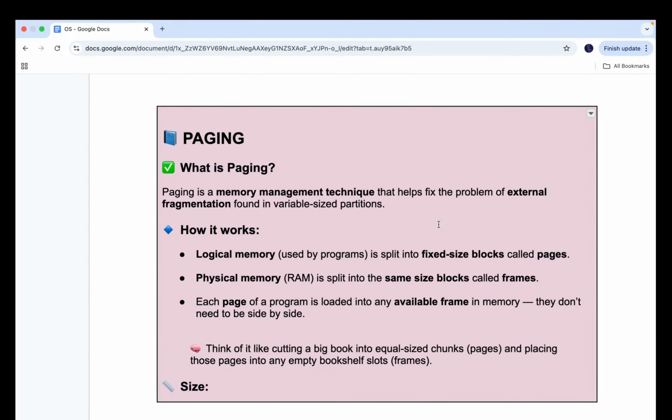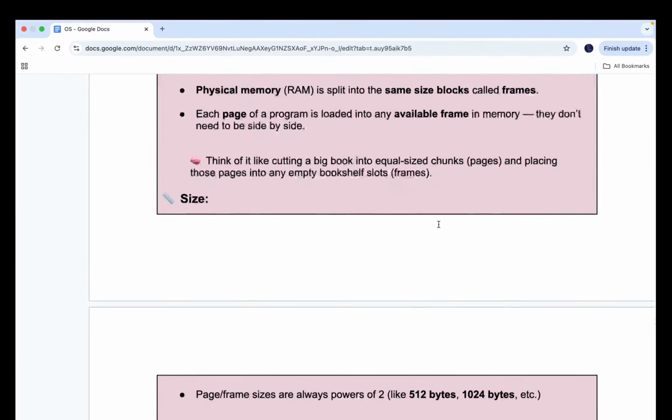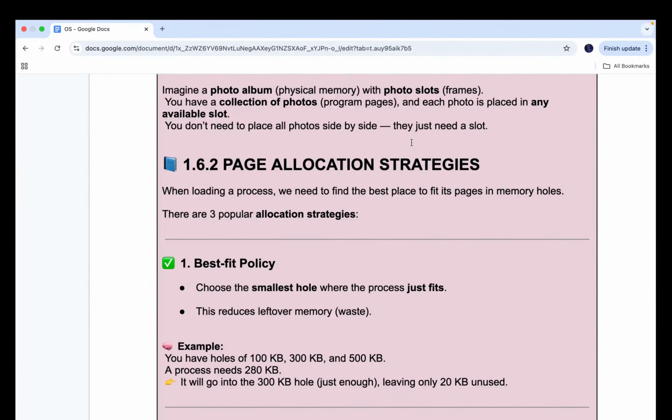Paging is a memory management technique that helps fix the problem of external fragmentation found in variable size partition. How does it work? Logical memory, physical memory. Page allocation strategies. When loading a process, we need to find the best place to fit its pages in the memory holes. There are 3 popular allocation policies.